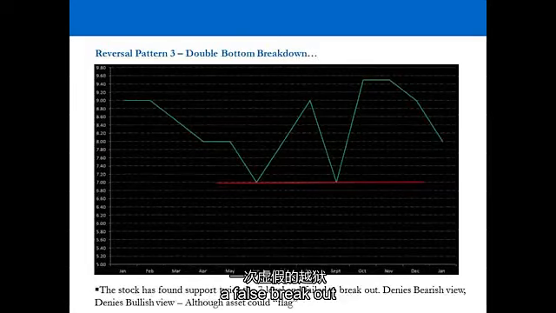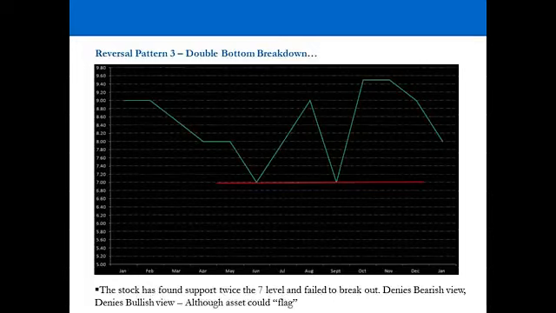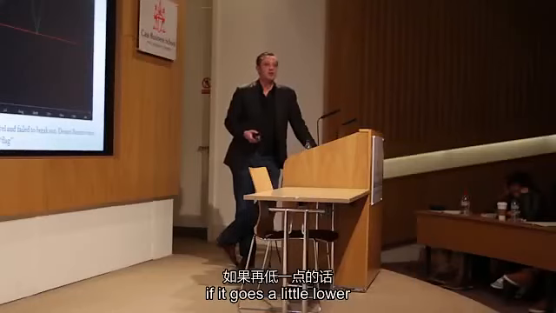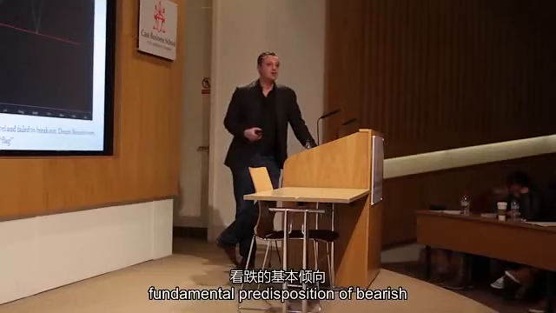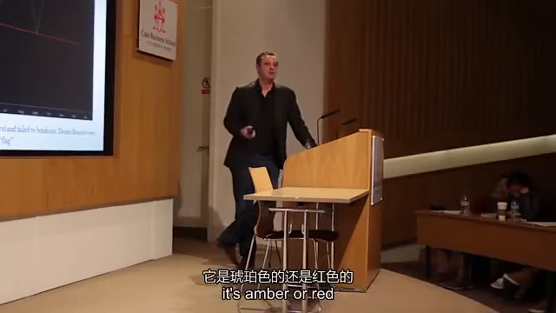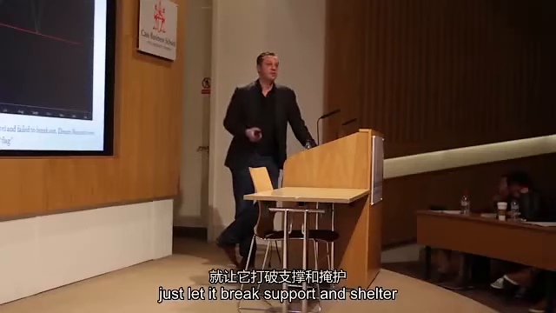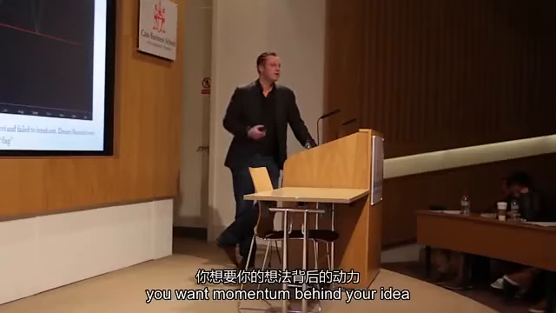What about a double bottom with a breakdown? A false breakout, we call it. Fundamental predisposition of bullish. What do you do with a false breakout? Neither here nor there. It's an amber. Stick it on the watch list. If it goes a bit lower, maybe you might buy some around support. Fundamental predisposition of bearish. It's amber or red. Just let it break support and short it. You want momentum behind your idea.